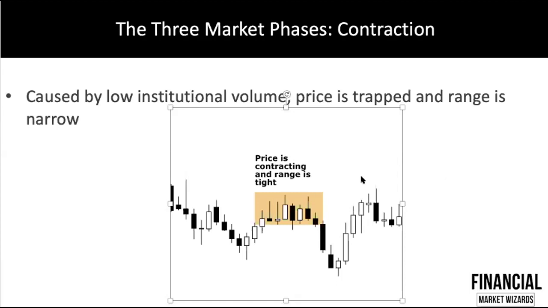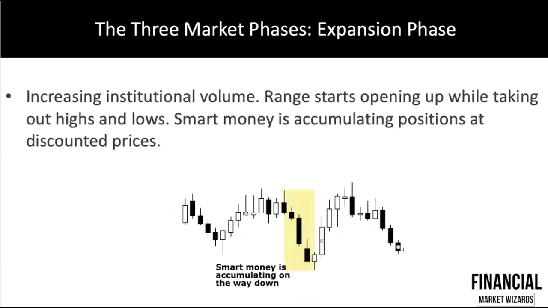Back to this: price is trapped and the range is very narrow. After contraction, which means there's no volume, next comes the expansion phase. This happens when there's increasing institutional volume. That means the institutions are taking positions. The mistake a lot of people make is that they trade the breakout. It's fine to trade the breakout, there's nothing wrong with it, but you have to be smart about it.